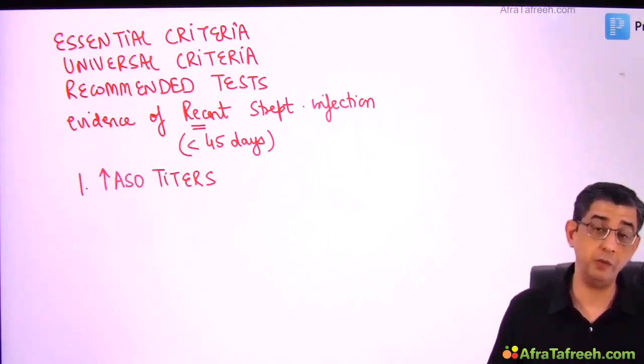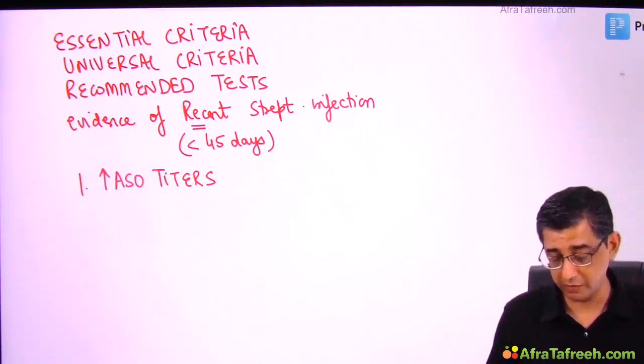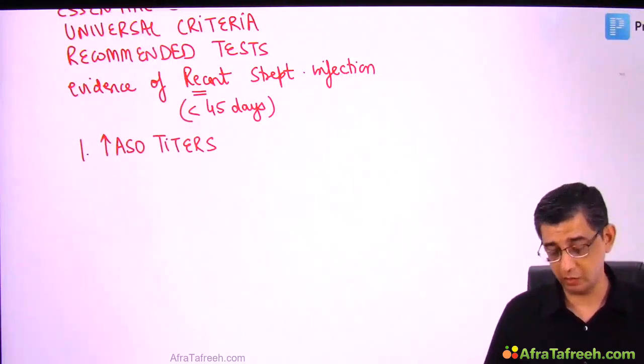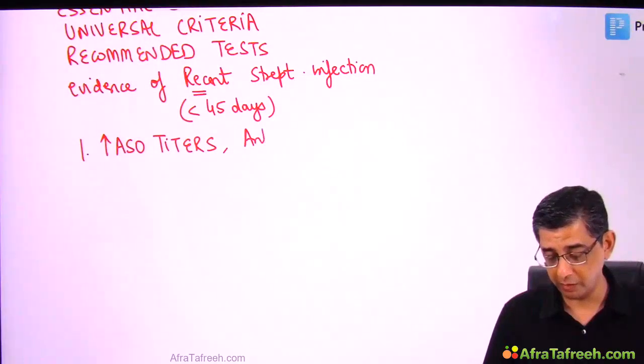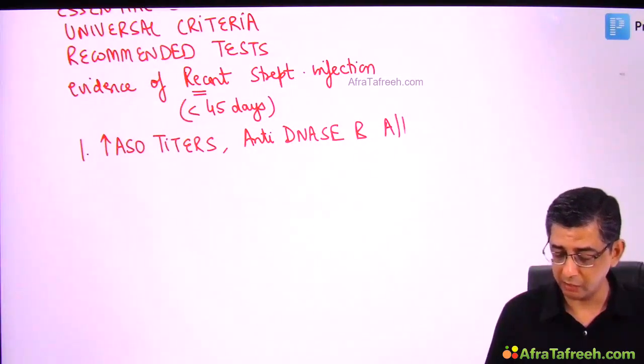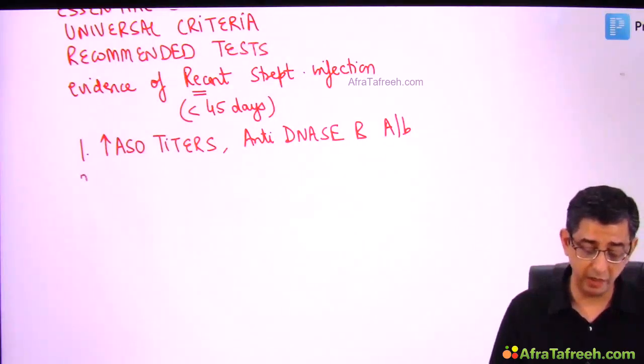Like in pediatrics it may be written 333 international units, in medicine it might be written 200 international units as well. Apart from elevated ASO titers, an alternative antibody that might be written is anti-DNase B antibody. The bottom line is I want to demonstrate that yes, there is an incriminating agent present.